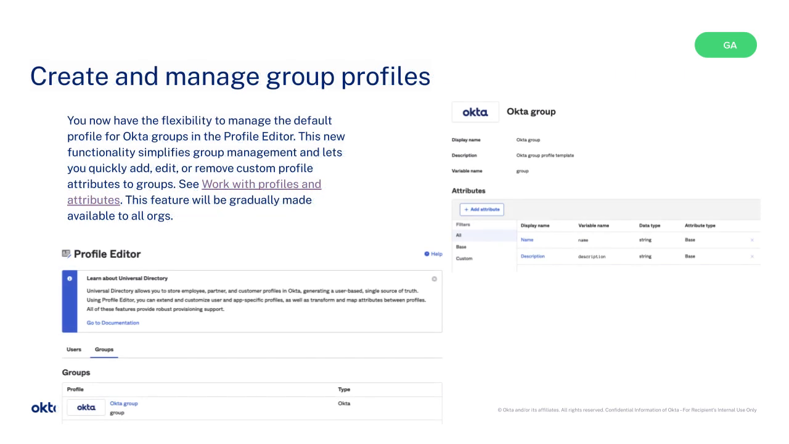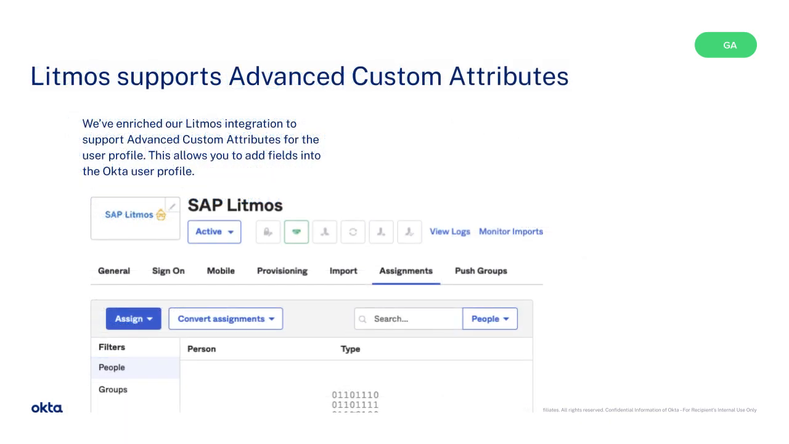When creating and managing group profiles, you now have the flexibility to manage the default profile for Okta groups in the Profile Editor. This new functionality simplifies group management and lets you quickly add, edit, or remove custom profile attributes to groups. This feature will be gradually made available to all orgs. We've now enriched our Litmus integration to support advanced custom attributes for the user profile. This allows you to add fields into the Okta user profile.